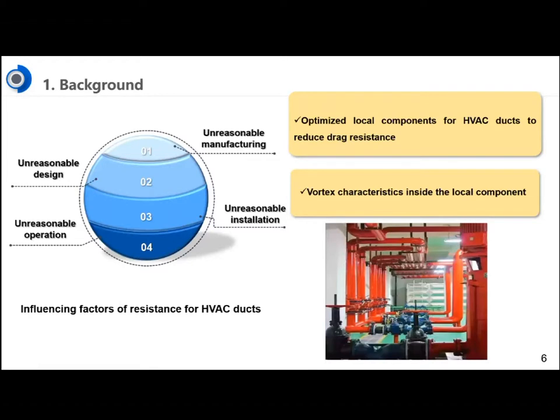There are many factors that affect the resistance of the HVAC duct, such as improper manufacture, improper design, improper installation and operation. It's of great practical significance to optimize the local components of the HVAC to reduce the drag resistance and improve energy efficiency. Through the optimization of the local components for HVAC systems, we can reduce the drag resistance remarkably.